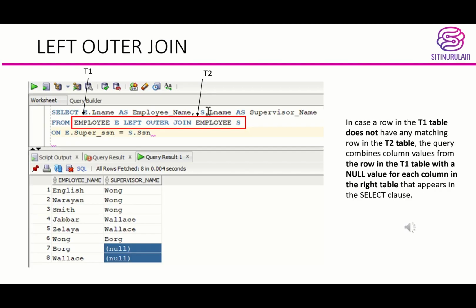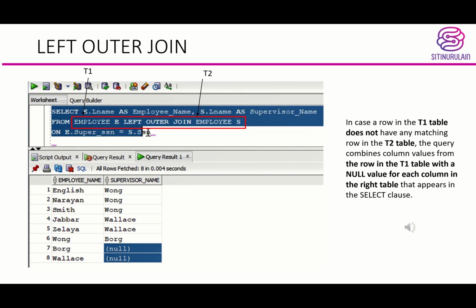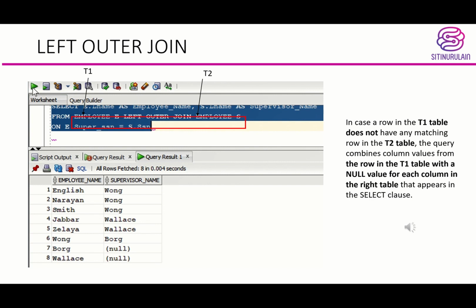This is an example of a query using the left outer join to join the employee table with the employee table. The first employee table refers to the ordinary employee or staff, called T1. The second employee table refers to the supervisor, called T2. In case a row in the T1 table does not have any matching row in the T2 table, the query combines column values from the row in the T1 table with a null value for each column in the right table that appears in the select clause.